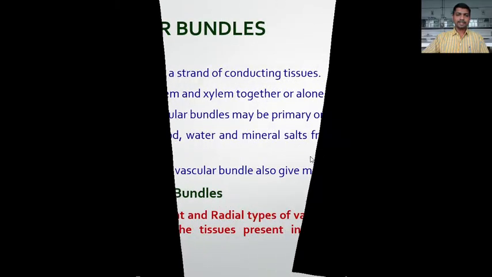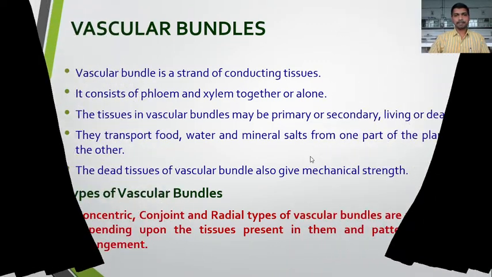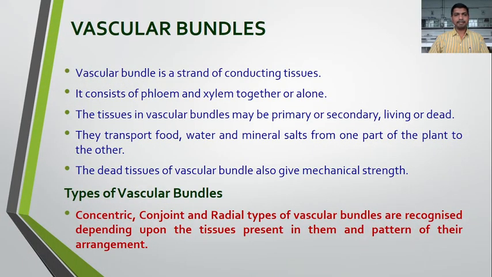Good morning, dear students. So, after permanent tissue, that is xylem and phloem, these are the complex tissues, we are going for vascular bundles. A vascular bundle is a strand of conducting tissues. Conducting tissues are the complex tissues, these are the vascular tissues, for example, xylem and phloem. So, a vascular bundle is a strand of conducting tissues, that is xylem and phloem.